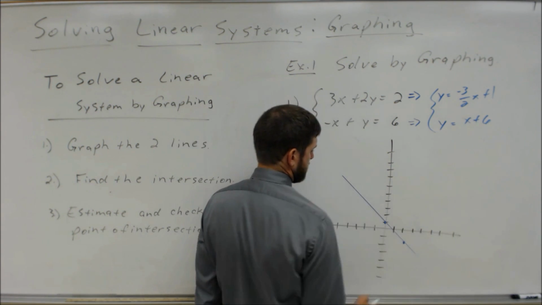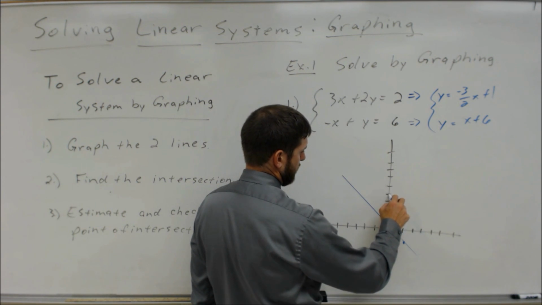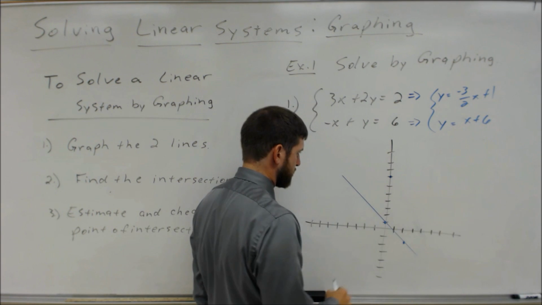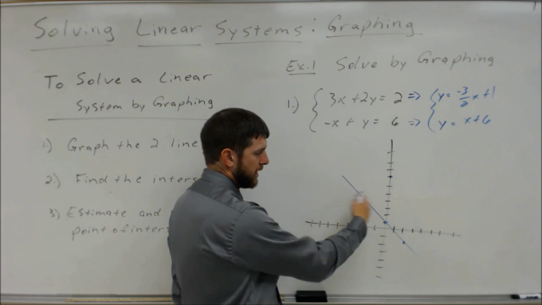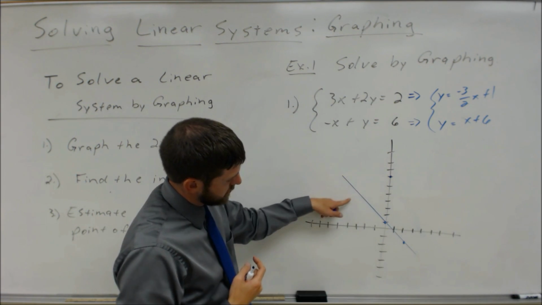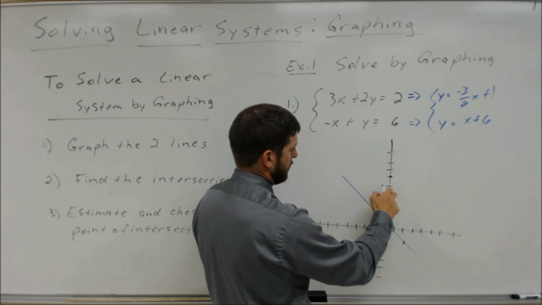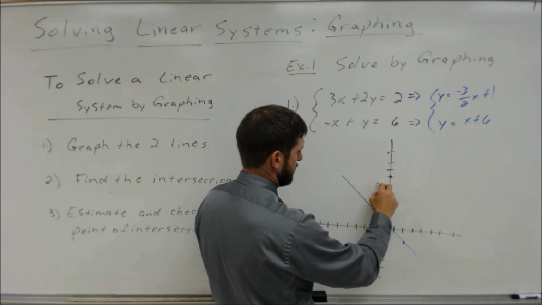Line 2, y-intercept is 6. 1, 2, 3, 4, 5, 6. Slope is 1, so I can go up 1, over 1. But since my line needs to come back this way to make it intersect, instead of going up 1, over 1, I'm going to go down 1, left 1.